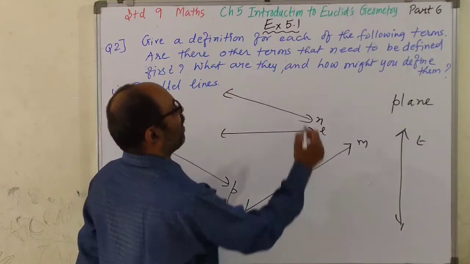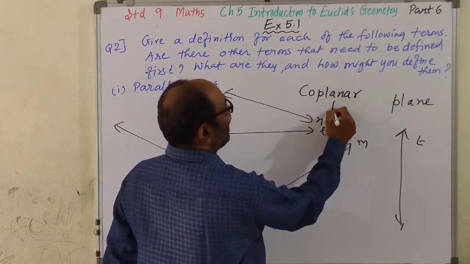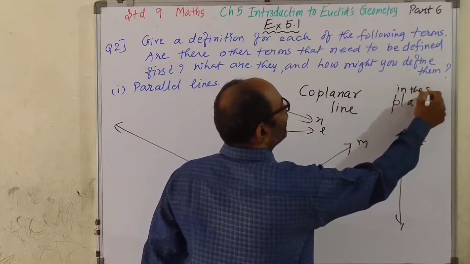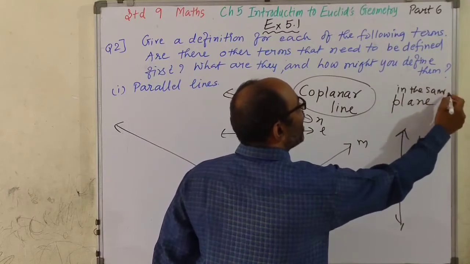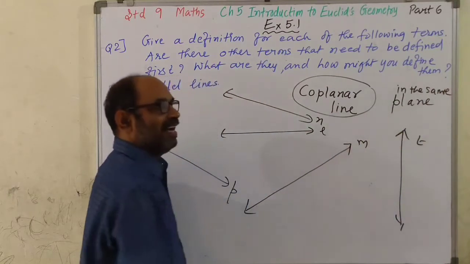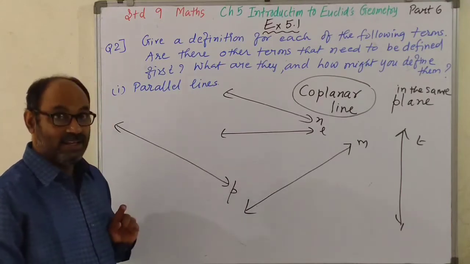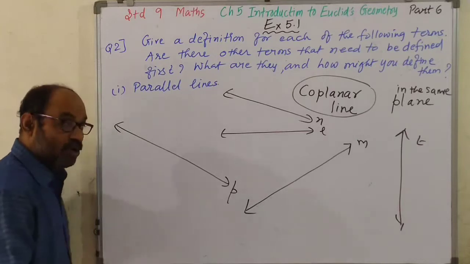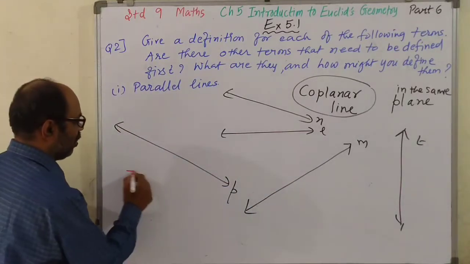So all these 5 lines are called coplanar lines. That means in the same plane. Coplanar means in the same plane. Alright? एक ही plane में है. Alright? So this is one thing you need to know. What are coplanar lines? Acha, bolo. I'm going to draw a pair of lines. You have to just tell me whether they are intersecting or not.